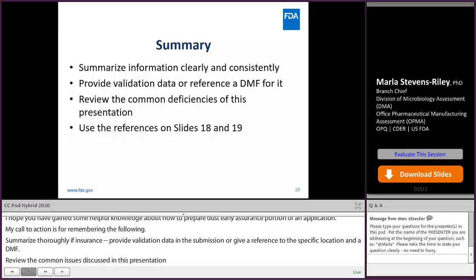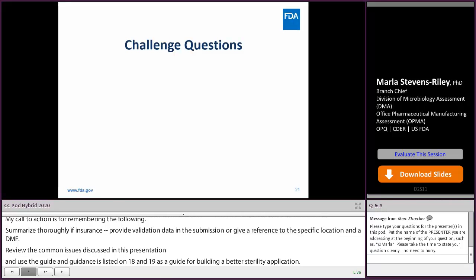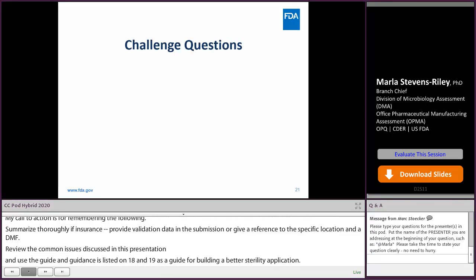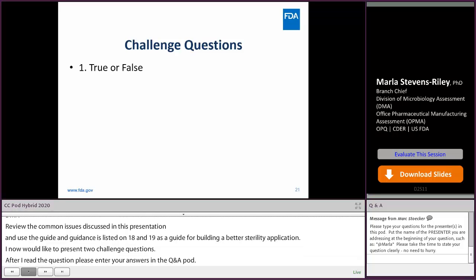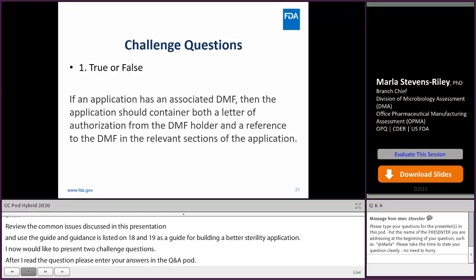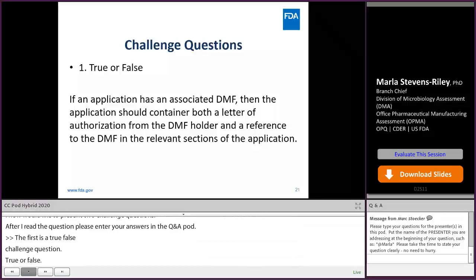I now would like to present 2 challenge questions. After I read the question, please enter your answers in the Q&A pod. The first is a true-false challenge question. True or false, if an application has an associated DMF, then the application should contain both a letter of authorization from the DMF holder and a reference to the DMF in the relevant sections of the application.